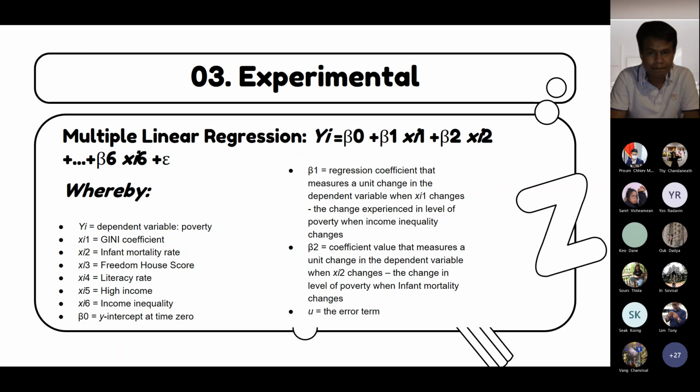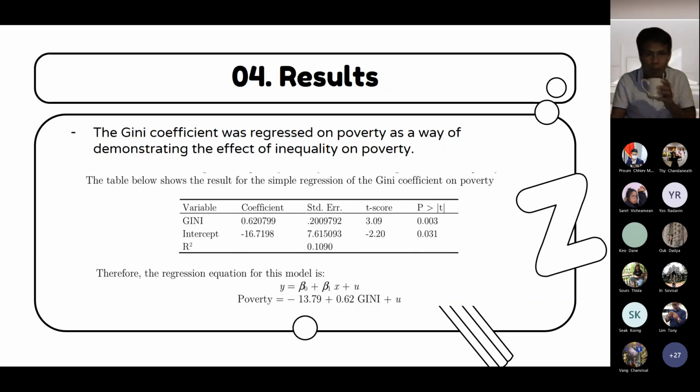And in this research, the author used data from the World Bank's Development Research Group, and he extracted data such as the poverty headcount ratio, the Gini coefficient, gross domestic product per capita, adult literacy rate, and infant mortality rate. So that is the end of my part, and I would like to invite my teammate to talk about the next part, which is the results.